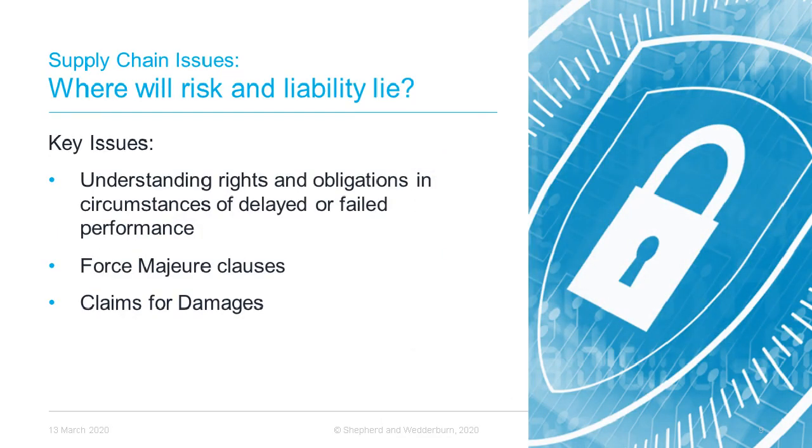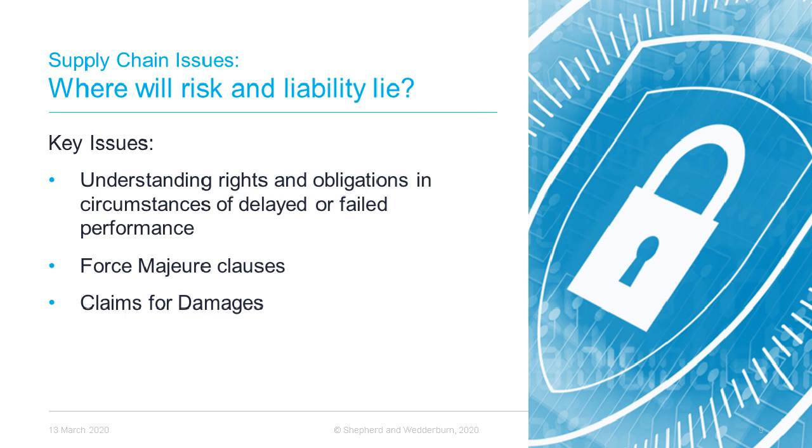When the impact will be felt by businesses may also vary depending on the business or the affected project. The key issues for businesses with supply chain disruption, or generally in its contractual relationships, will be where risk and liability lies for the delays or failures caused by the outbreak. As a result, many businesses are quite rightly starting to review their key commercial contracts to assess their risk exposure and understand their rights and obligations in circumstances of delayed or failed performance.